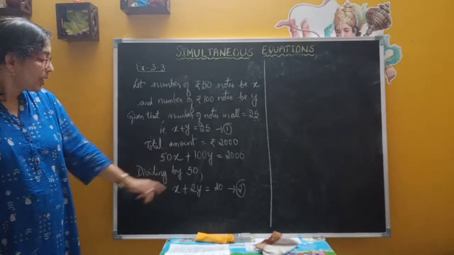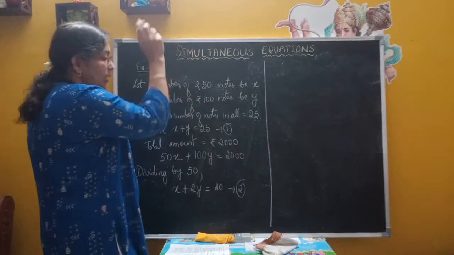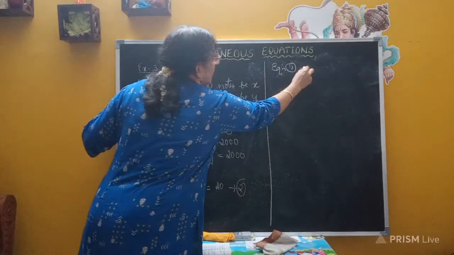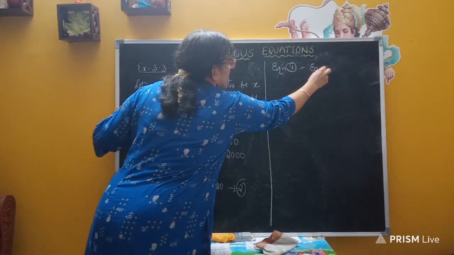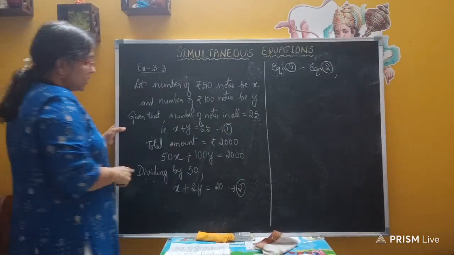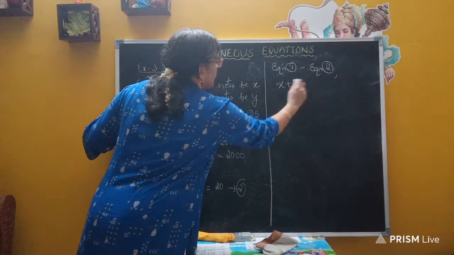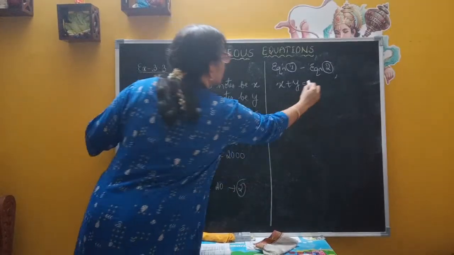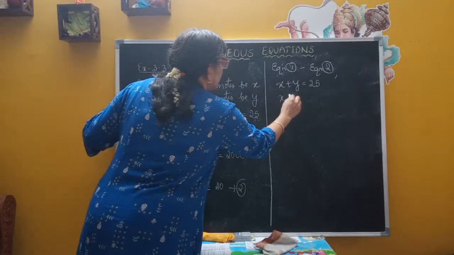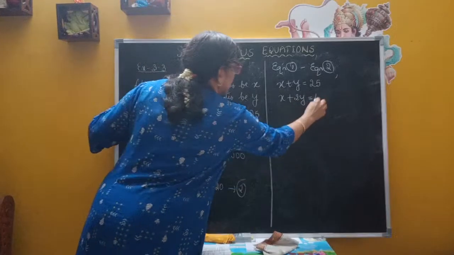Okay, so let us subtract now. That is equation 1 minus equation 2. Now let us take equation 1 minus equation 2. That is x plus y is equal to 25, first equation. Here x plus 2y is equal to 40.